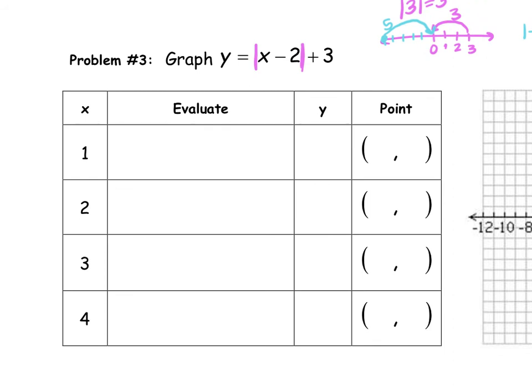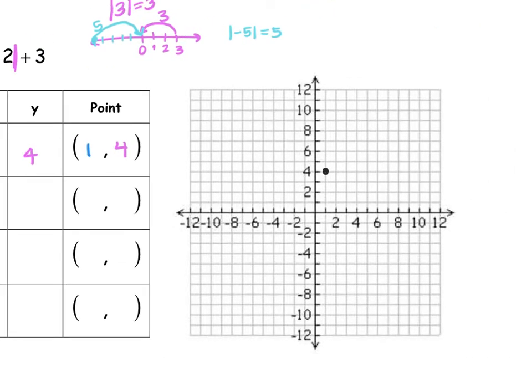But just like in the previous examples, we are going to plug in x values to the equation and evaluate to get y values. So y is equal to the absolute value of x, which in this example is 1, minus 2 plus 3. 1 minus 2 is -1, so absolute value of -1 plus 3. And the absolute value of -1 is 1, because that is 1 unit away from 0, plus 3. 1 plus 3 is equal to 4. So when we plugged in 1 for x, we got 4 for y. And when we plot that, it is right here.